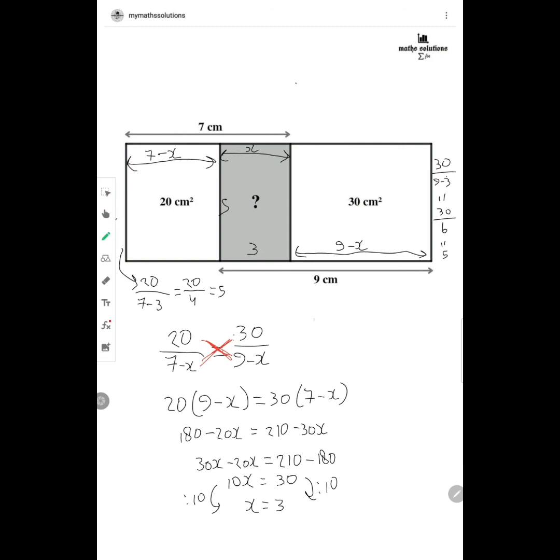Okay? So your area is 3 times 5 is equal to 15 square centimeters. And that is your answer.